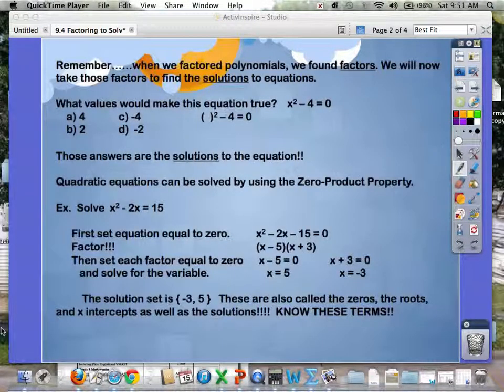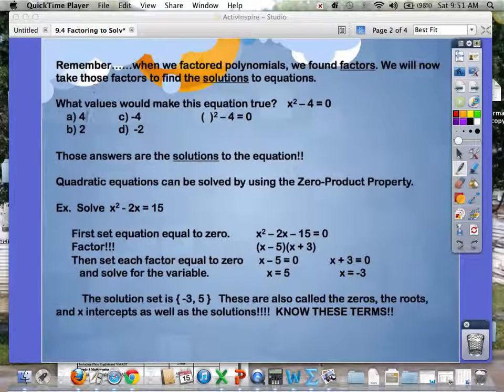Remember when we factored polynomials, we found factors. Those things that were in the parentheses were called factors. We will now take those factors and find the solutions to the equations. So the first thing you want to think about, to give you an idea of where we're going, is what values would make this equation true. So in other words, what number could you put in for x that would make this equal 0?